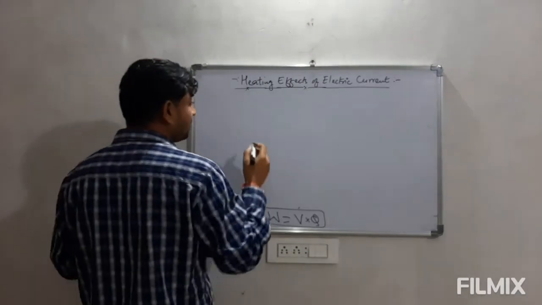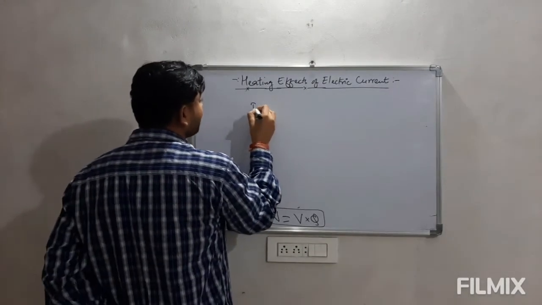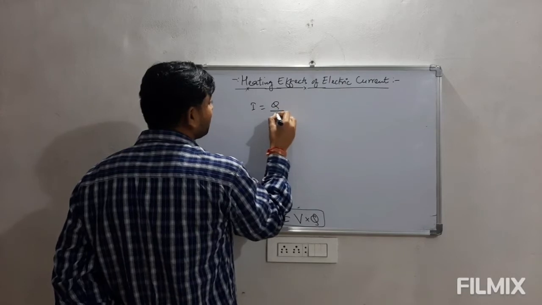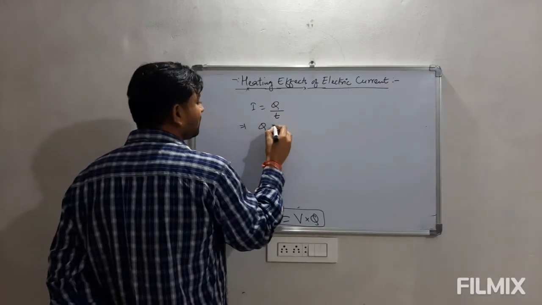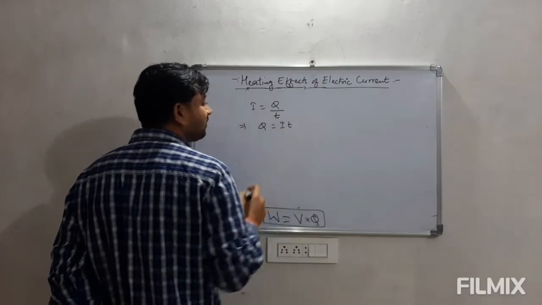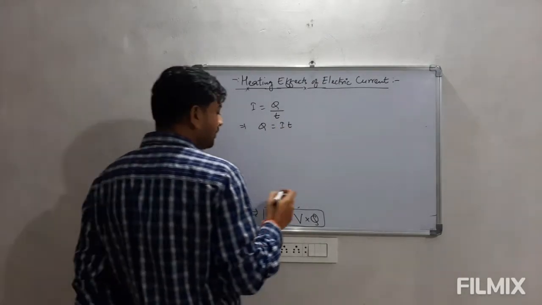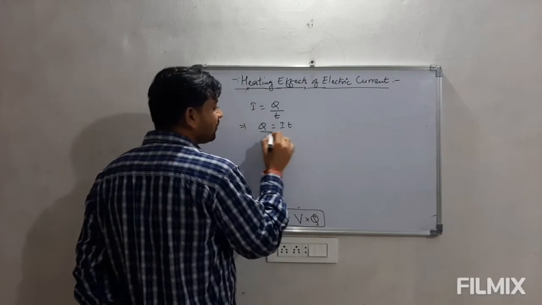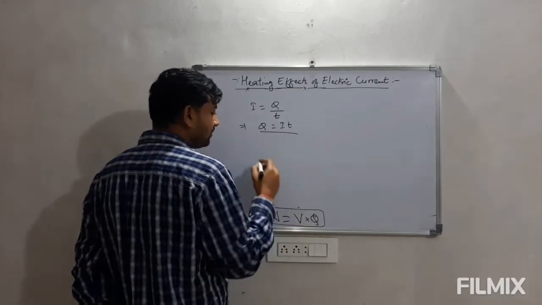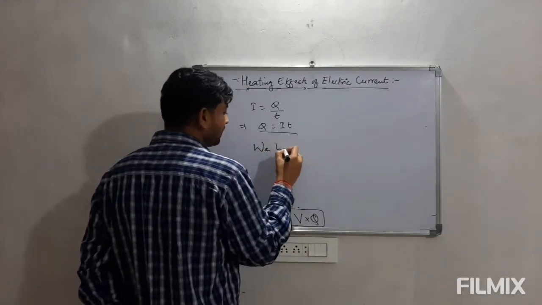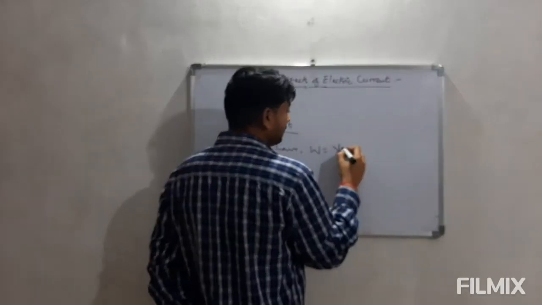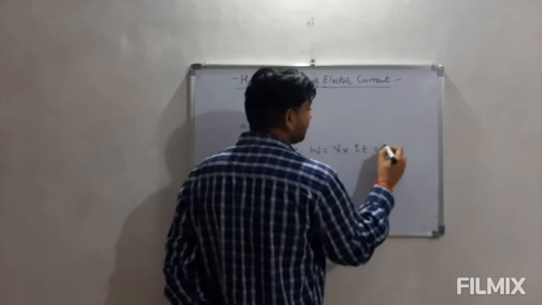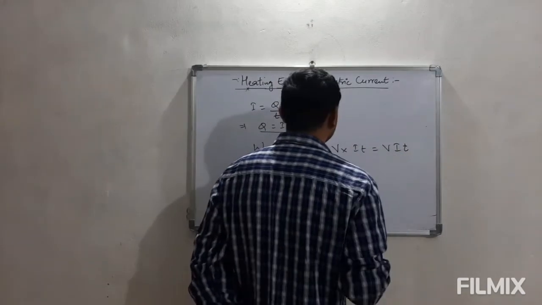Now as we all know, current is charge per unit time, so we can get the charge by multiplying the current with time. If we substitute the value Q is equal to I t in this work done, we have work done is equal to V into I t, which is nothing but VIt.